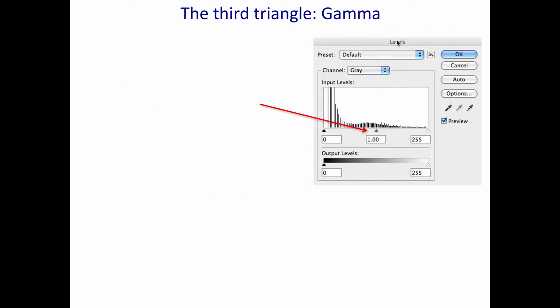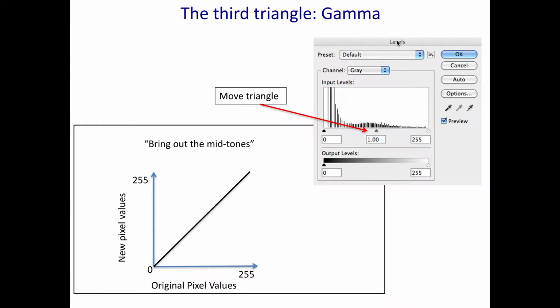The last triangle I want to talk about before the demonstration is this middle one called the gamma. And we can move that triangle around to bring out the midtones in our image. And what this does, as we shift it around, is it's going to create a non-linearity in the mapping of our original pixels with our new display pixels.